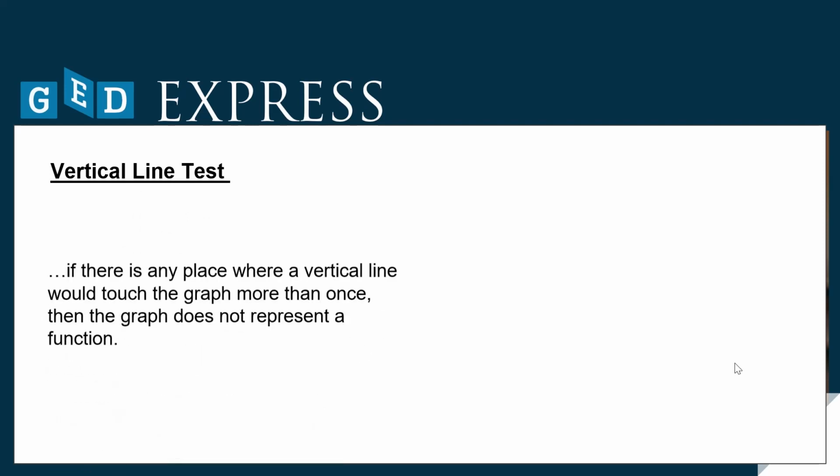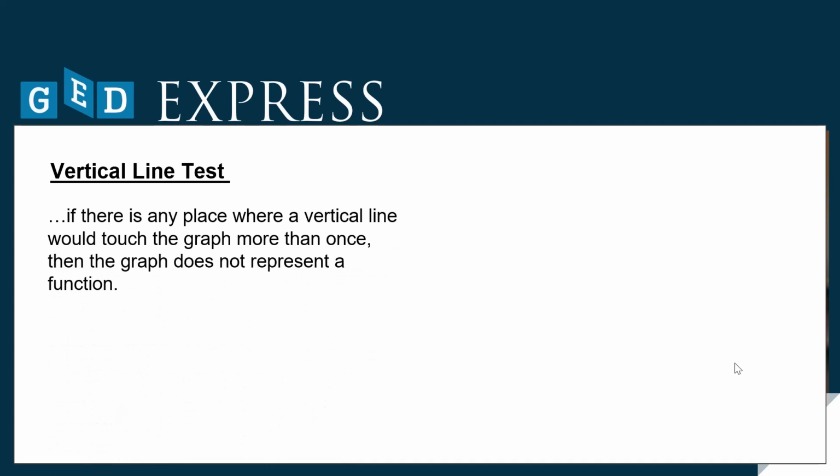When checking a graph, this idea remains the same. However, there is a shortcut that you can use called the vertical line test. This rule says that given any graph, if there is any place where a vertical line would touch the graph more than once, then the graph does not represent a function. Let's see how this works.